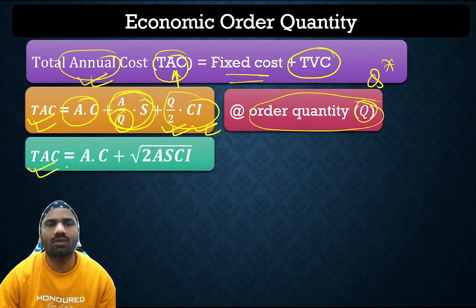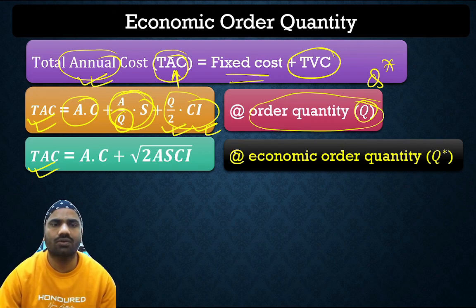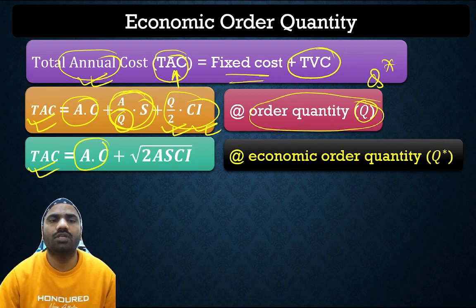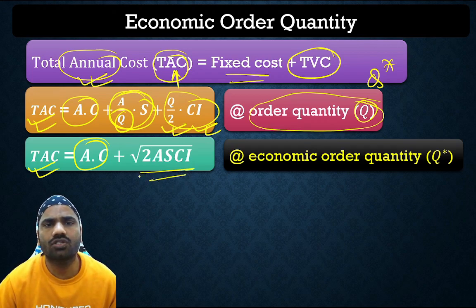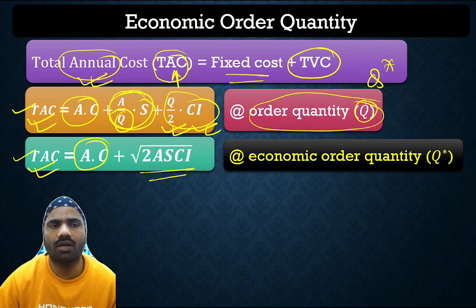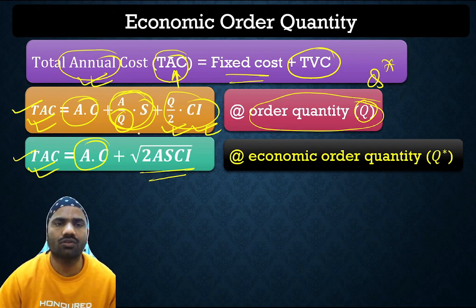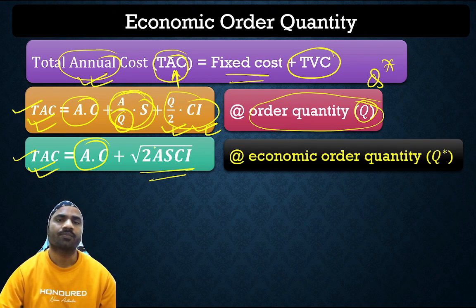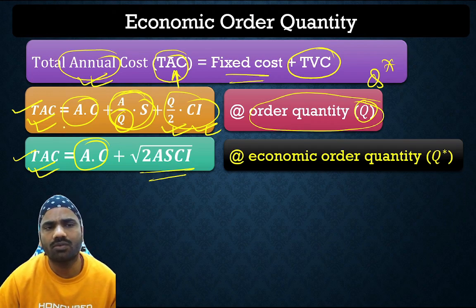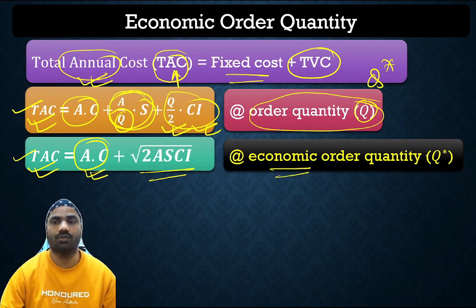So we can find the total annual cost at Q star, and at that Q star the total annual cost will be A into C plus the square root of 2 times A into S into C I. So we can find total annual cost by using this formula or by this formula. We have to remember both formulas, because sometimes in the question they will give you quantity as a function of something, or some constant as a function of quantity. So it is better to remember both formulas, total annual cost at a particular quantity Q and also at the optimum quantity, or you can say at economic order quantity Q star.